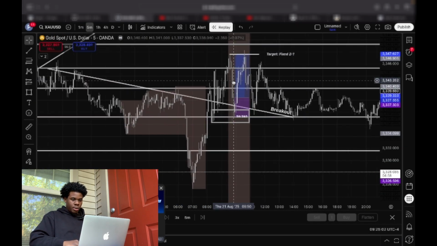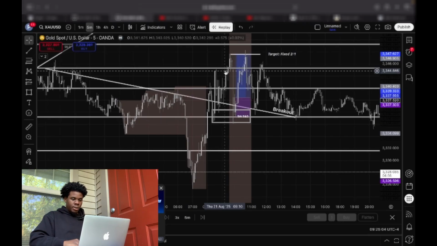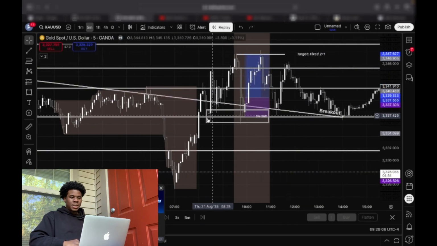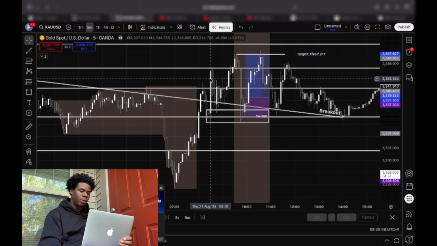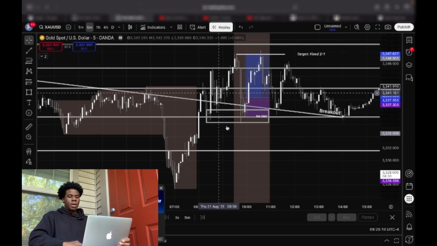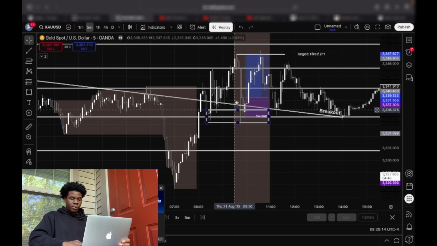And what did price do? Price came, bounced up here. You might say, why aren't you getting in right here? Because this is a 1-candle push. We don't want 1-candle pushes. We want 2, 3, 4-candle pushes. So when we get this push up here and then a strong push down, we can see price give us this wick right here. That's a very weak sign.